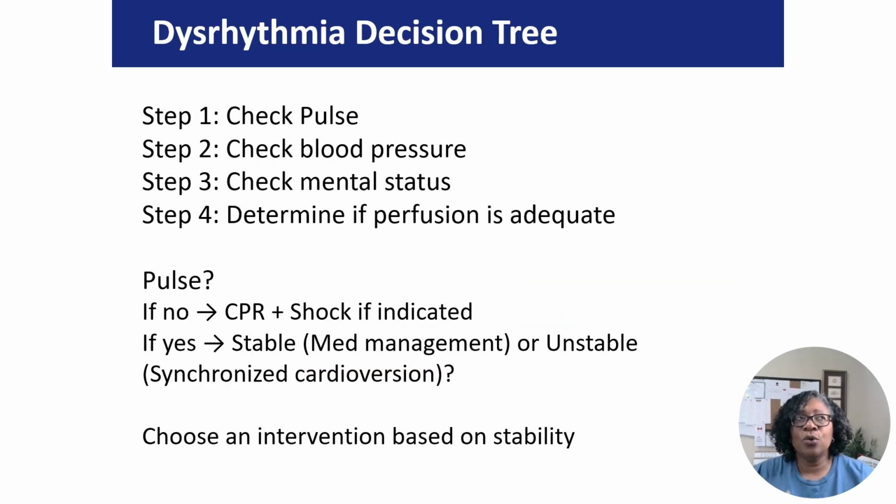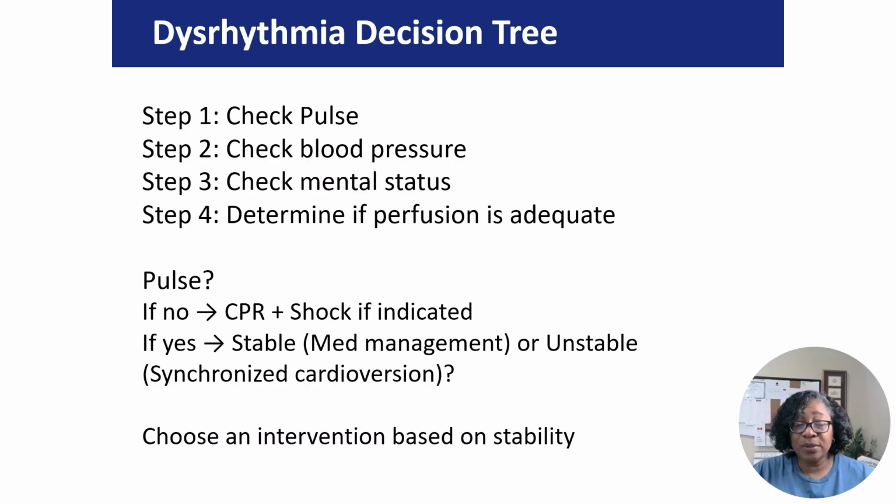Now, when you're thinking of dysrhythmias, you think, okay, how am I going to frame this? What am I going to do when I see a dysrhythmia? What are the steps? Step one, you're going to check the pulse. Step two, you're going to check the blood pressure. We always talk about getting vital signs, right? Step three is you're going to assess the patient's mental status. Are they alert? And then four, determine if perfusion is adequate.